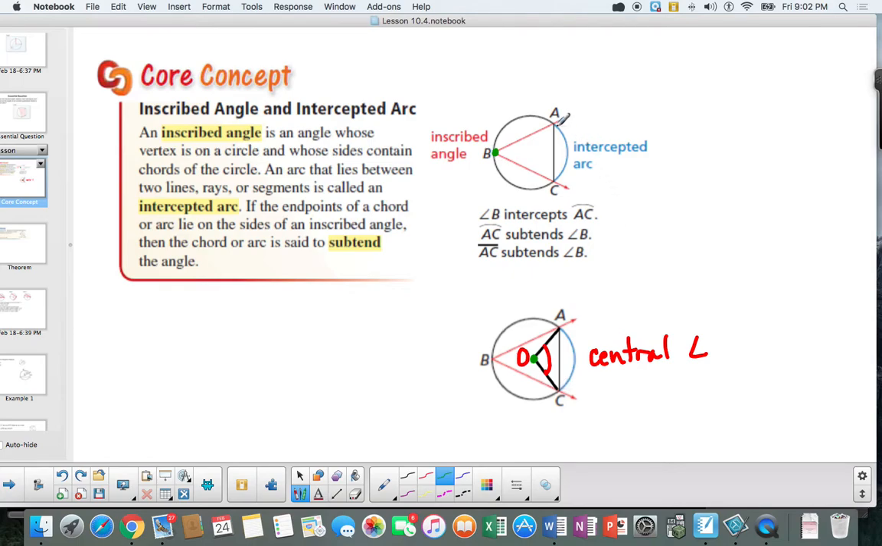Now, the arc right here that's inside the angle is called the intercepted arc, and the chord that's inside the angle is said to subtend the angle. And all this means is that it's inside.